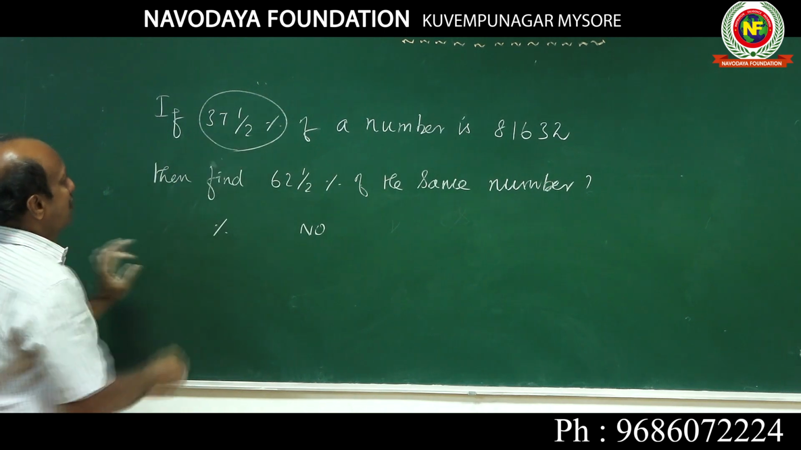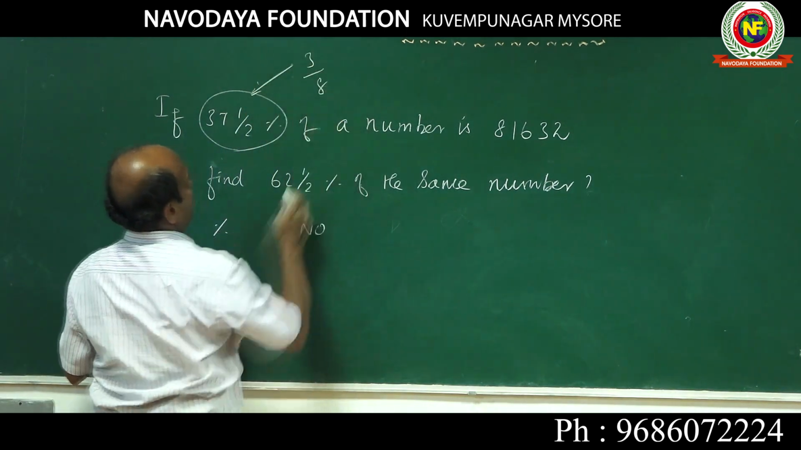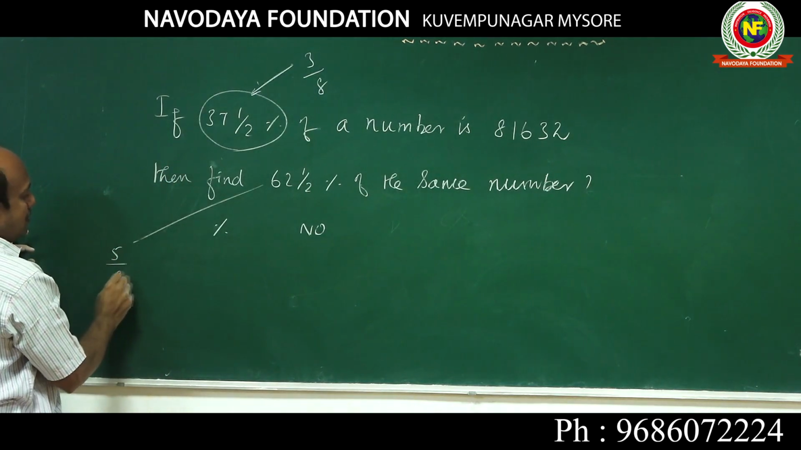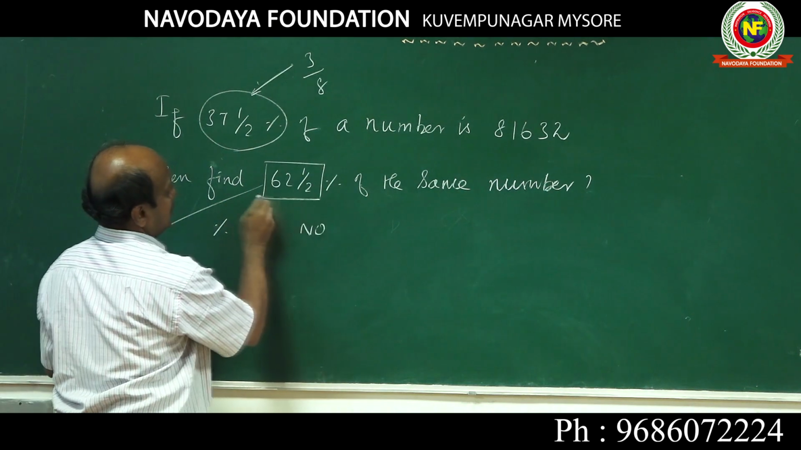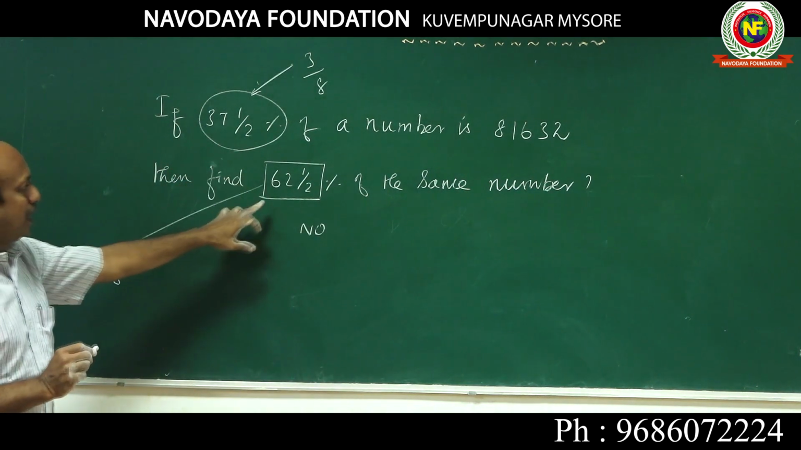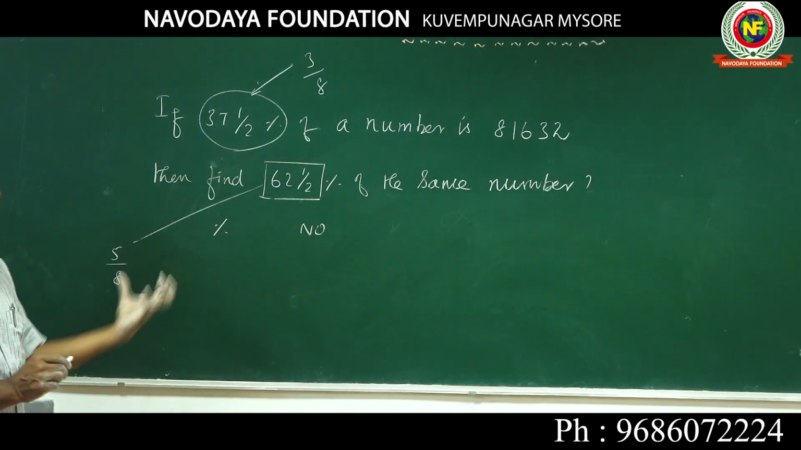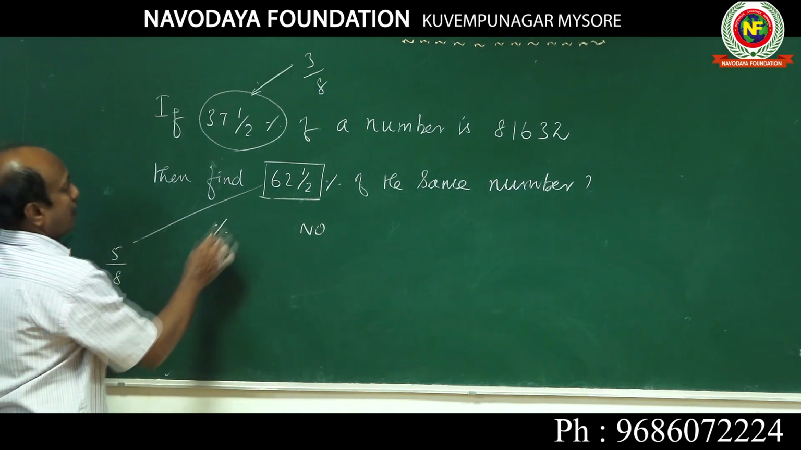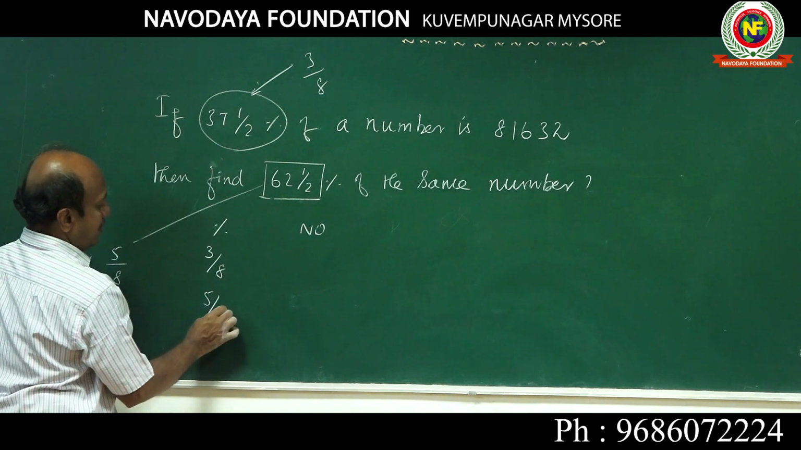37.5% is equivalent to what? 37.5% is equal to 3 by 8. 62.5% is nothing but 5 by 8. Am I right? Just check it in the ready reckoner. 37.5% is nothing but 3 by 8 and 62.5% is nothing but 5 by 8. This ready reckoner will reduce your consumption of time. Therefore, here 3 by 8, here it is 5 by 8.